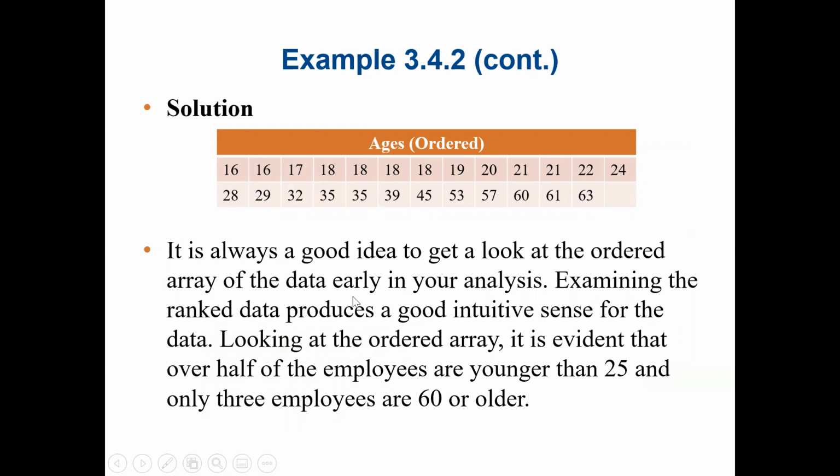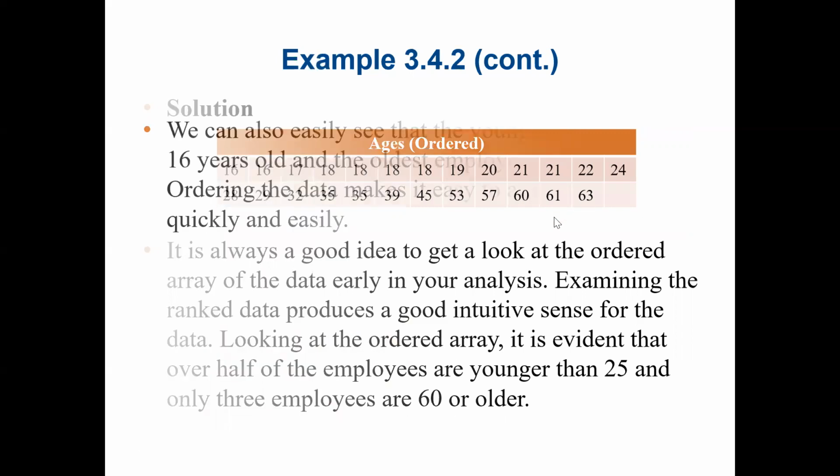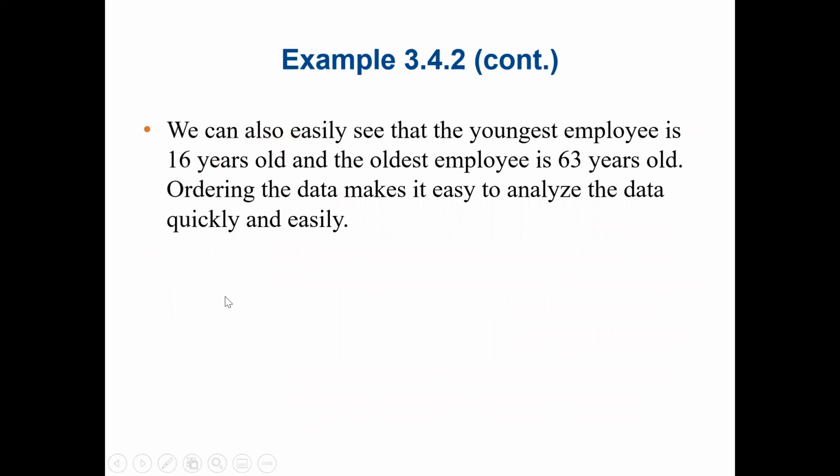Also here we say it is always a good idea to get a look at the ordered array of the data early in your analysis. Examining the rank data produces a good intuitive sense for the data. Also, looking at the ordered array, it is evident that over half of the employees are younger than 25, and only 3 employees are 60 or older. Also, we can easily see that the youngest employee is 16 years old, and the oldest employee is 63. Those are the first and last values.